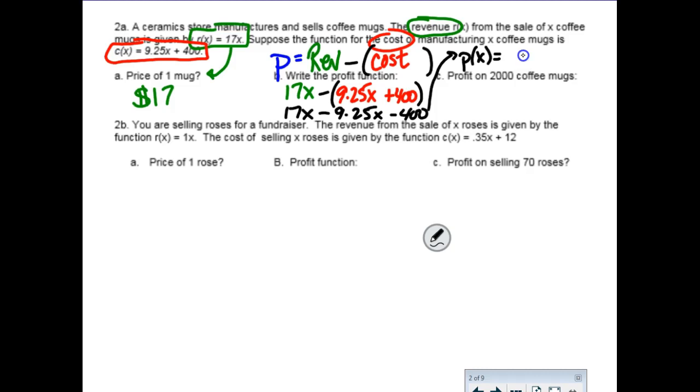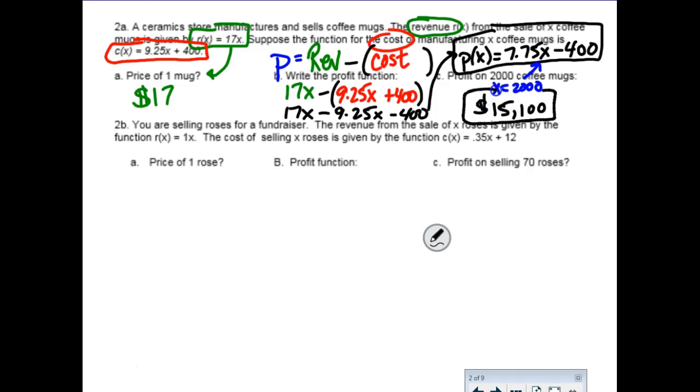Oh boy, why can't I subtract? 7.75x minus 400. So there's the profit function. Now you're going to plug in X equals 2,000 to find the profit on 2,000 coffee mugs, which when I did that I got $15,100. So make sure you can execute all 3 parts of that question: identifying the price of the object, finding the profit function, and then utilizing the profit function.